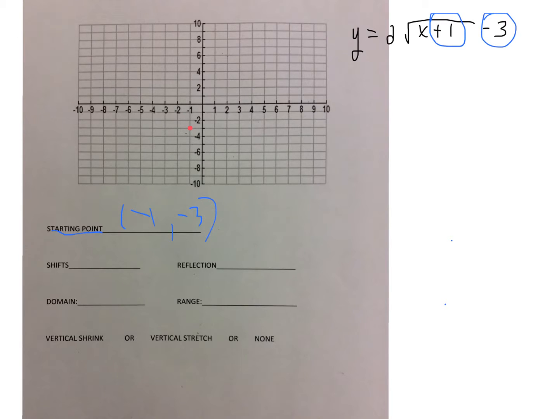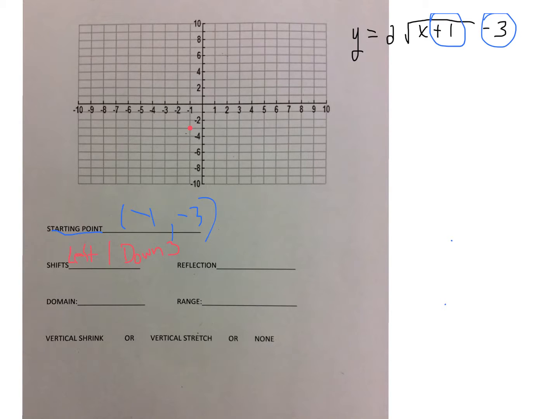Okay. So now, next thing we have to worry about is the shift. Remember, shift is where my starting point went from the origin. In this case, because I went to -1, -3, I went left 1, down 3 from 0, 0.